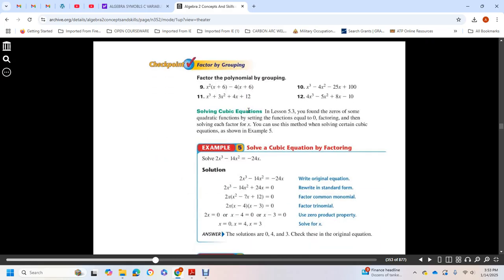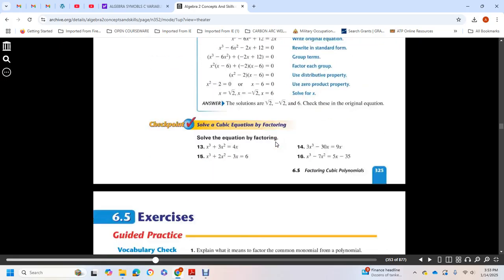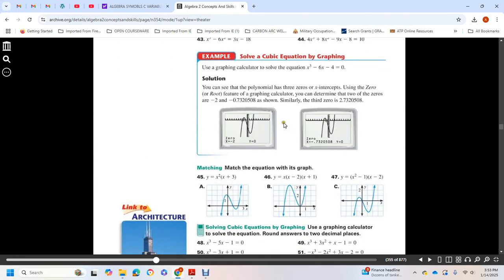Solving cubic equations. In lesson 5.3 you found zeros of a quadratic function by setting the function equal to 0, factoring, and solving each factor for x. You use the same method for solving certain cubic equations. 6.5 exercise.